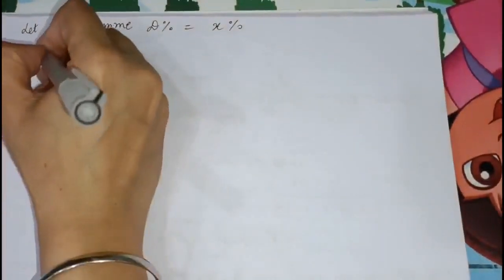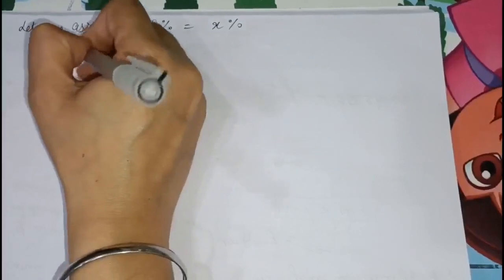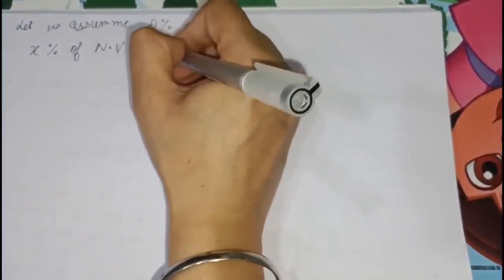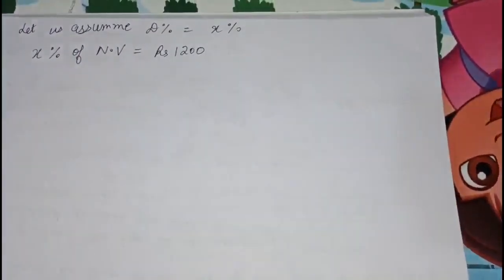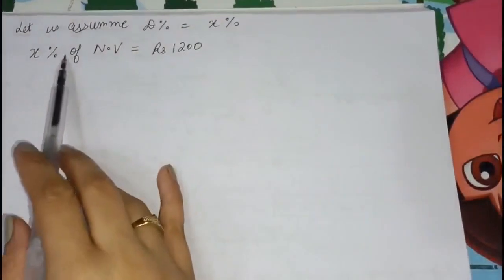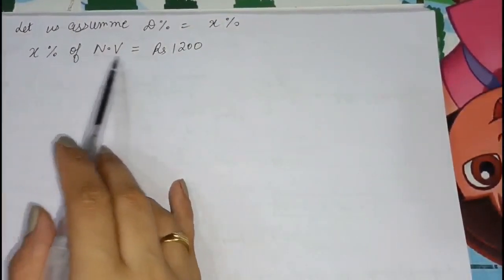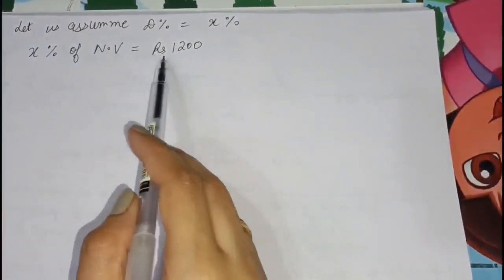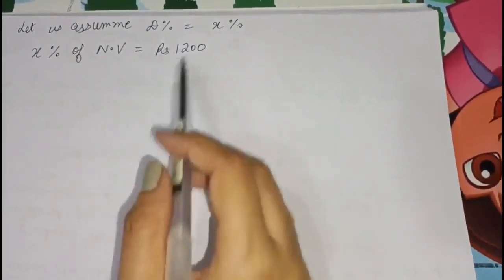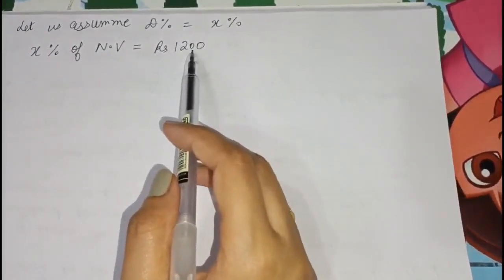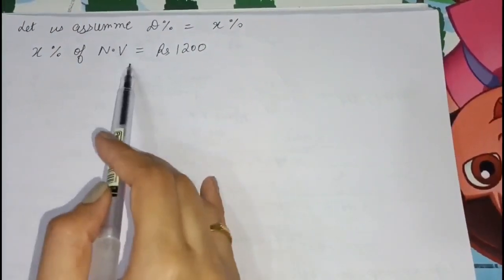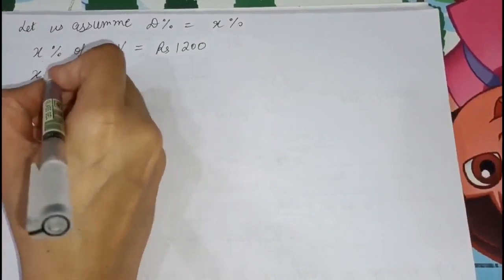So we can say X percentage of NB is equal to rupees 1200, because dividend is expressed as a percentage of NB, and that dividend is already given to us, that is 1200. So that's why I'm using this here. Total dividend is given to us and it is expressed as a percent of NB. So now I'll just substitute the value.